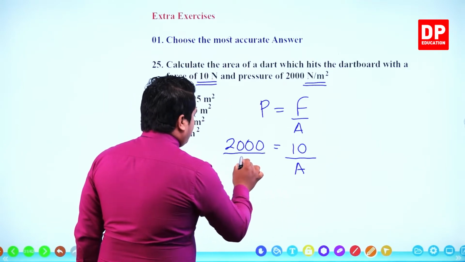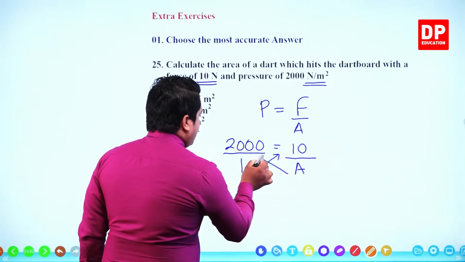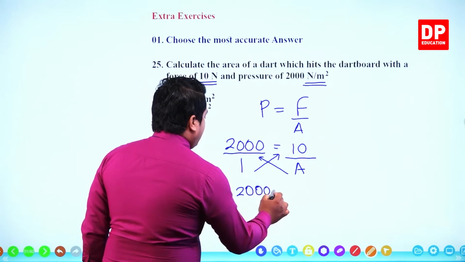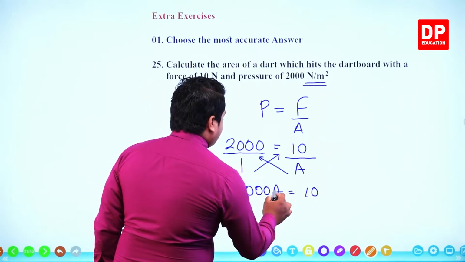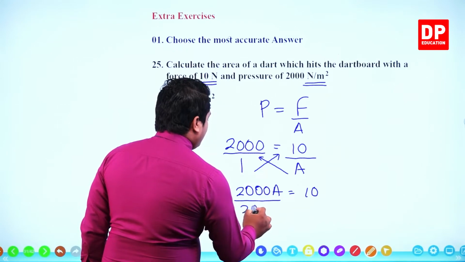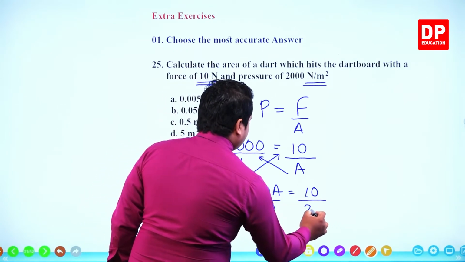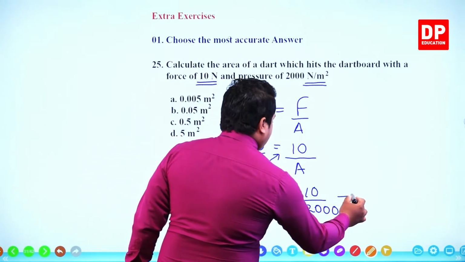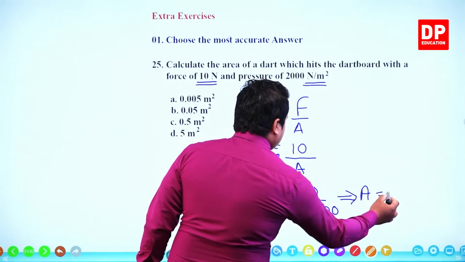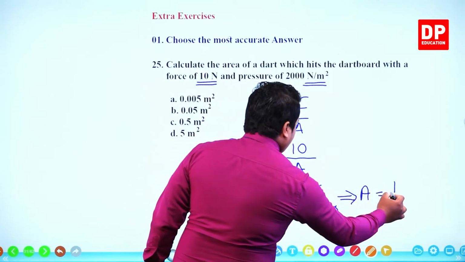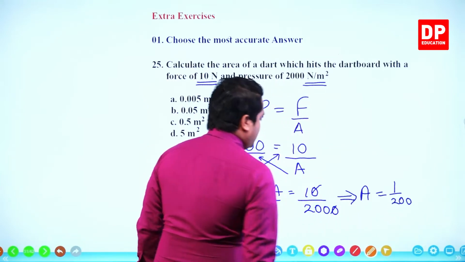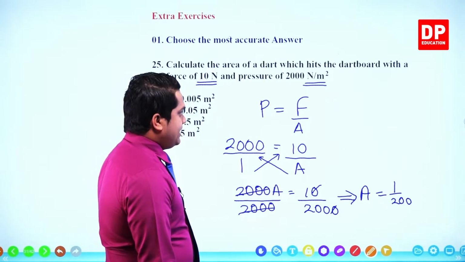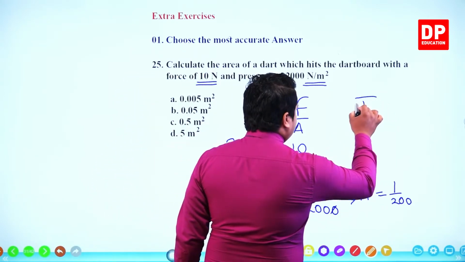So you put 1 over here, and we do the cross multiplication. So 2000 times A is equal to 10. You divide both sides by 2000. Then you get the answer for A as 1 over 200. If you want, you can divide 1 by 200 and get the answer for the area. I'll use that method, the simplest method.